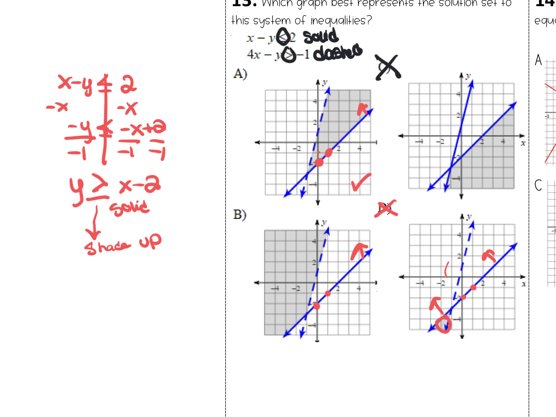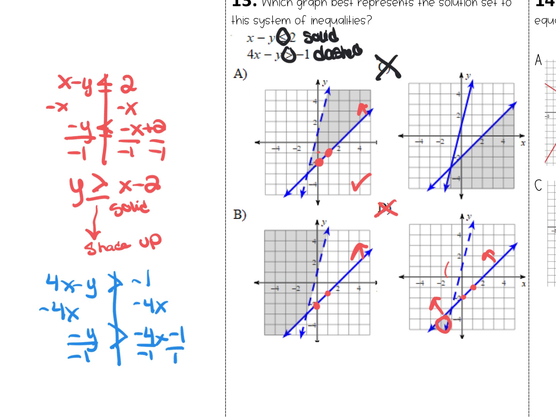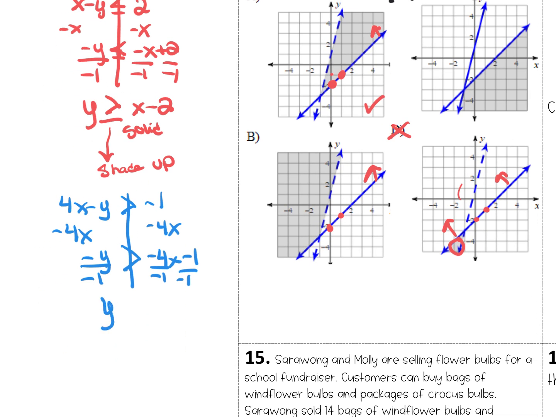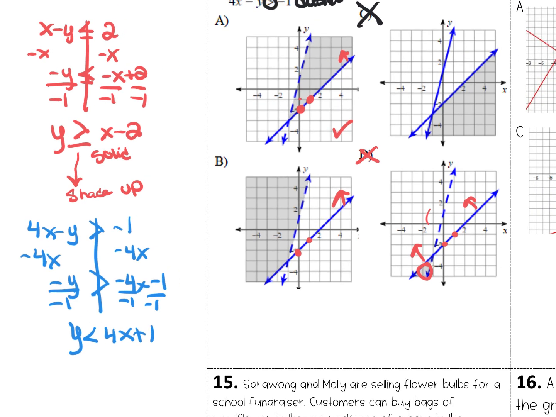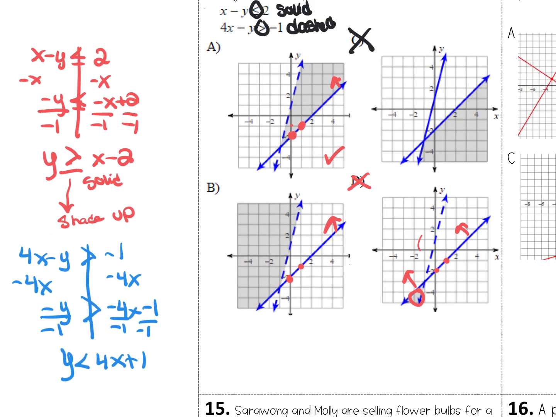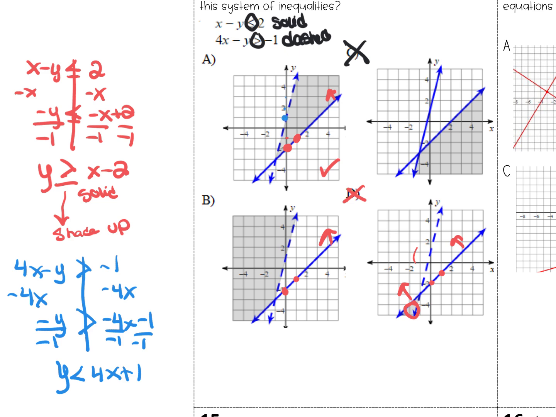So now I'm going to take the other equation I had, which was 4x minus y is greater than -1. And I'm going to solve. Minus 4x, negative y, greater than -4x minus 1, and divide everyone by a negative. Y is less than 4x plus 1. So my other one should be a dotted line. And I should go to 1, and I should go up 1, 2, 3, 4 over 1. And I should shade below, like that.